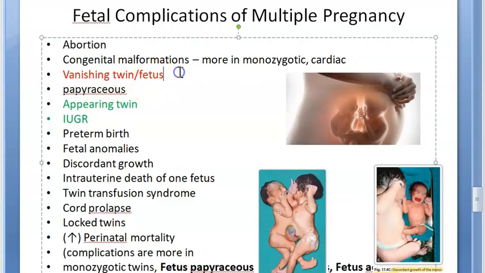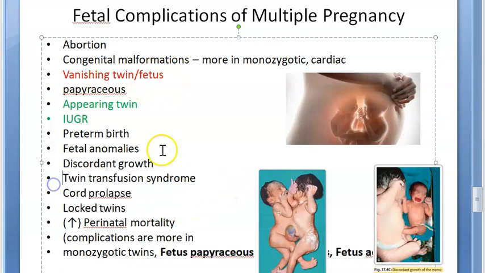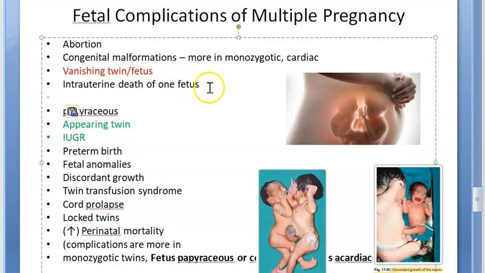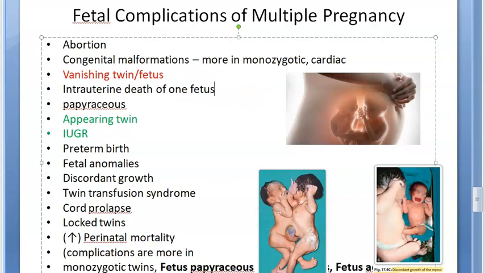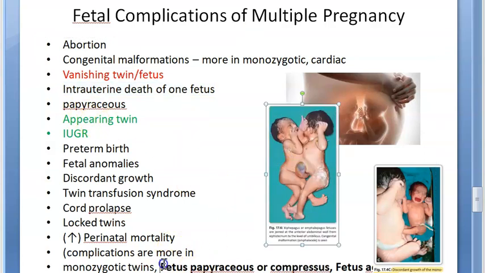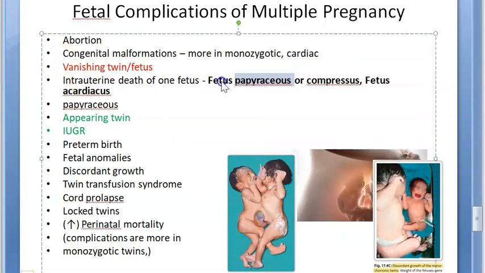Otherwise, if it does not die in the first trimester, if it dies in the second trimester, let's put that here. So if death occurs during the second trimester, there is something called fetus papyraceous or compressus that may form. Okay, so that word has been written here. Both of these are the same, they are saying. Fetus papyraceous, fetus compressus.